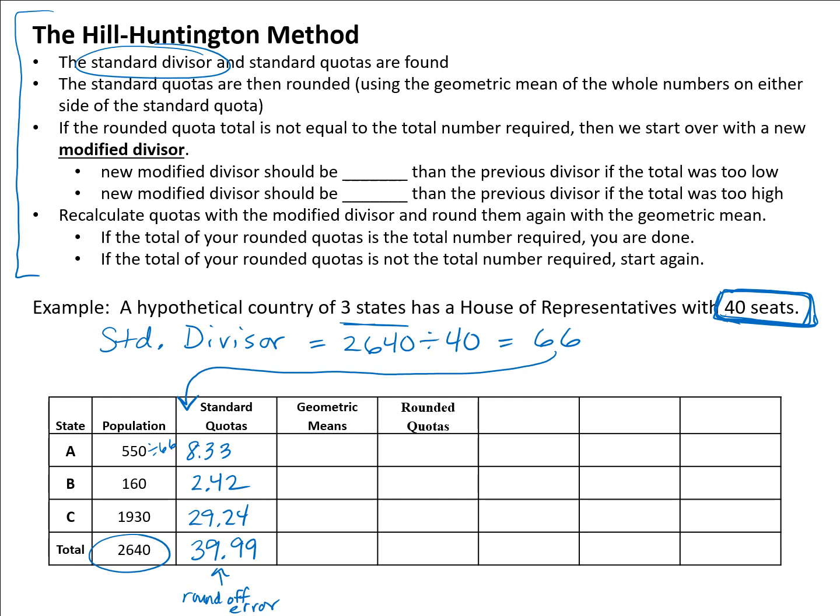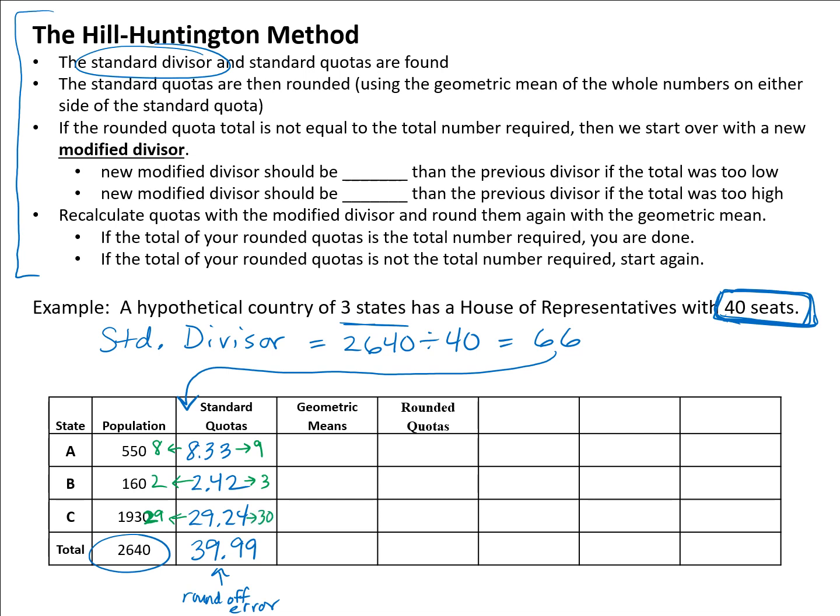Now, what we want to do next in the method is find the geometric means. Each geometric mean is calculated separately based on the number that we're dealing with in terms of this standard quota. To help us out, I'm just going to remind you that what we're going to use are the whole numbers on either side of the standard quota. So the whole numbers on either side are 8 and 9 in the first one, 2 and 3 in the second one, 29 and 30. So the two numbers on either side of the decimal.